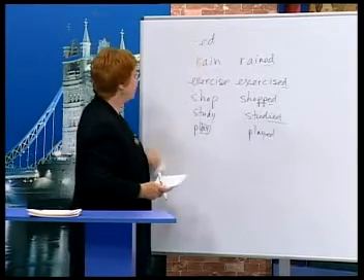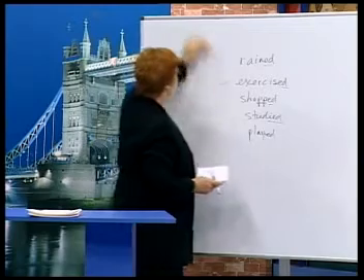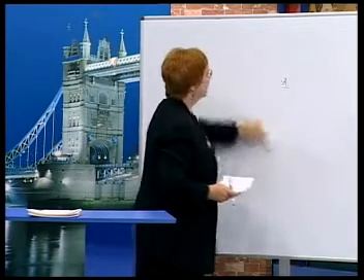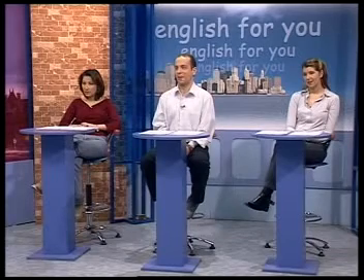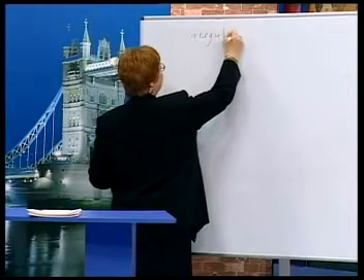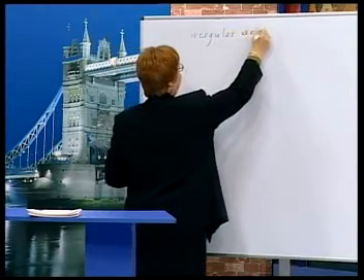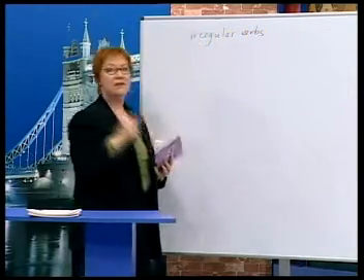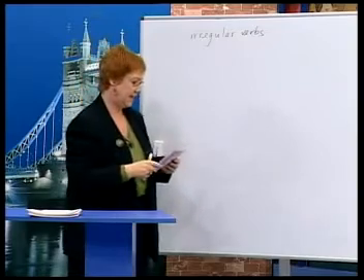Now, some verbs do not have the ED form. These are called irregular verbs. Irregular are special verbs. So we're going to look at some irregular verbs. And you have to remember these, okay?